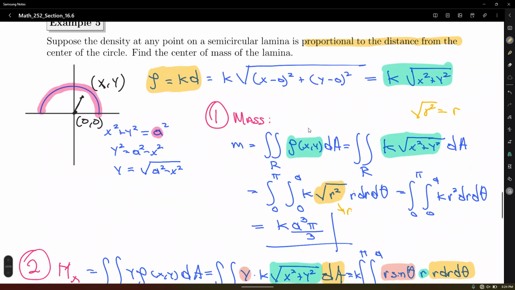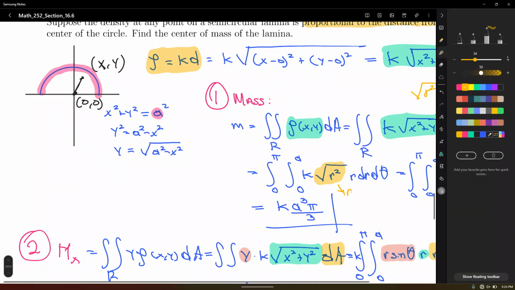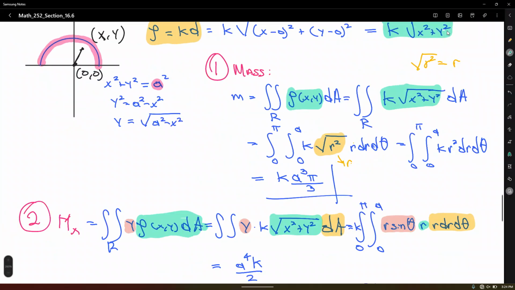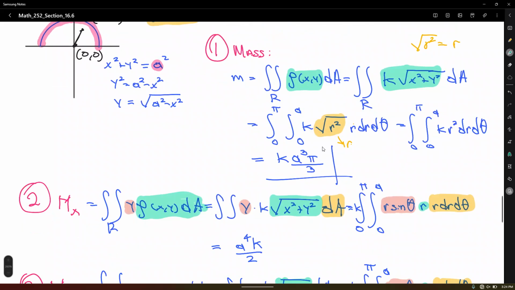So that's the mass. What about the moment about x? Keep in mind that the moment about x involves a y distance. What is the density function going to be? Again, it's this one right here, which we have simplified to k times the square root of x squared plus y squared. Again, we iterate this integral from 0 to a, the radius, and from 0 to pi, in polar coordinates.